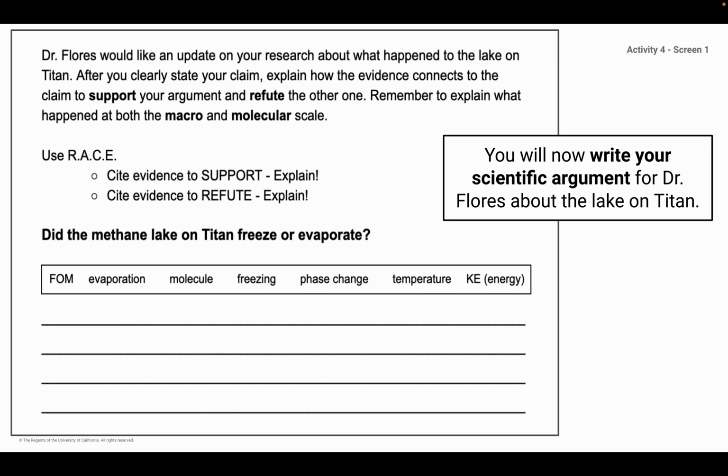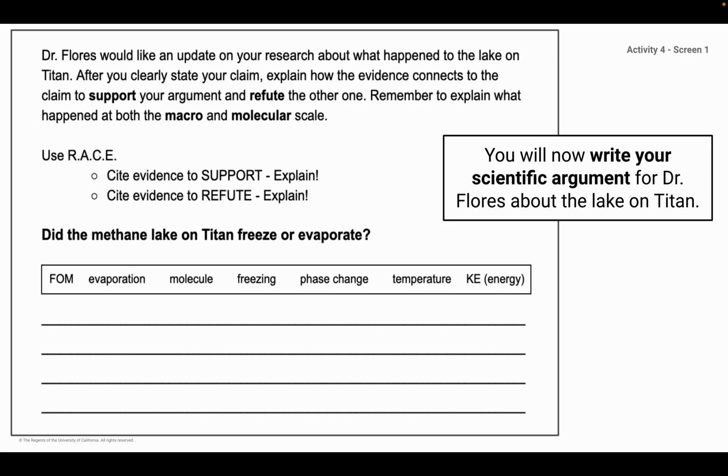Just remember, don't tell me that evidence B supports the argument that the lake evaporated, because it doesn't. Remember to explain what happened at both the macro and the molecular scale. Tell me what we see during a phase change on the macro scale and the molecular scale. I want you to use RACE, okay? You're going to cite evidence to support and explain, and cite evidence to refute and explain.